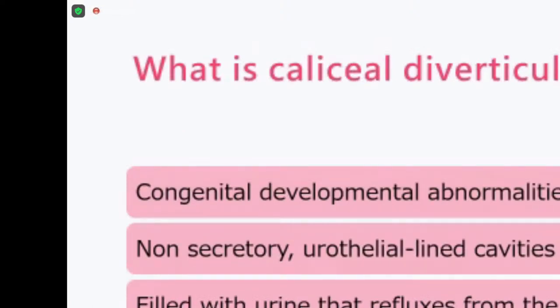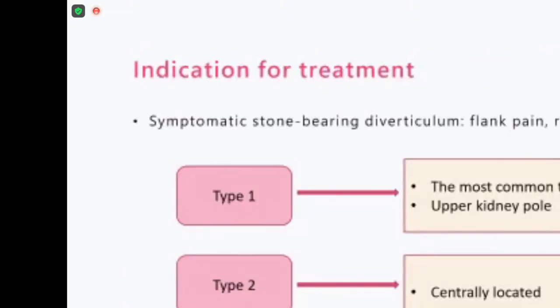And what is a caliceal diverticulum? It's a congenital abnormality, a non-secretory urothelial-lined cavity. The diverticulum is filled with urine from the adjacent collecting system. Because the majority are asymptomatic, the incidence rate might be underestimated. So we need to keep in mind that some patients have diverticular stones, which can cause them symptoms. What are the indications for treatment? If a patient has symptoms, including flank pain, recurrent infection or hematuria, we can offer surgery to remove these stones.